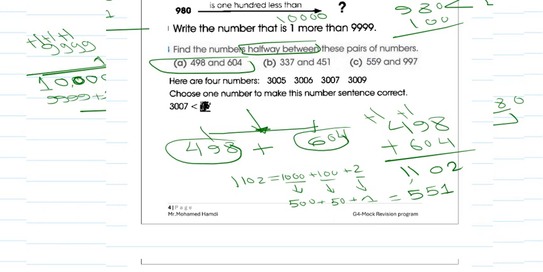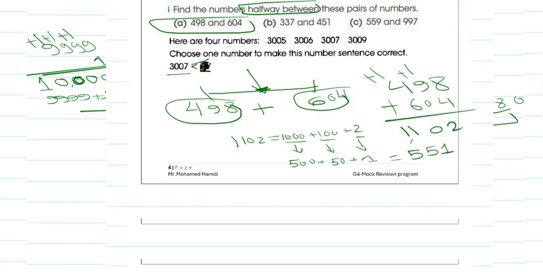Here are 4 numbers. Choose one of these numbers to make this number sentence correct. 3,007 is less than. Then we need a number more than 3,007. So you can find 3,009 bigger than 3,007.